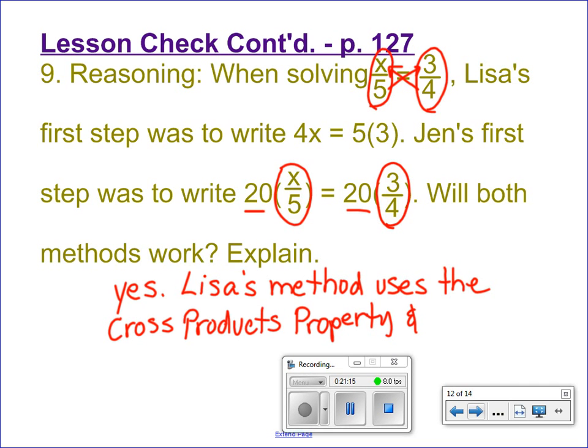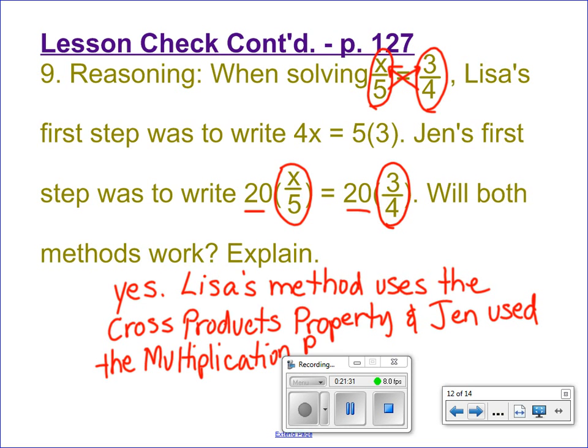And Jen used the multiplication property. Multiplication property just says you can multiply both sides by the same number. Okay?